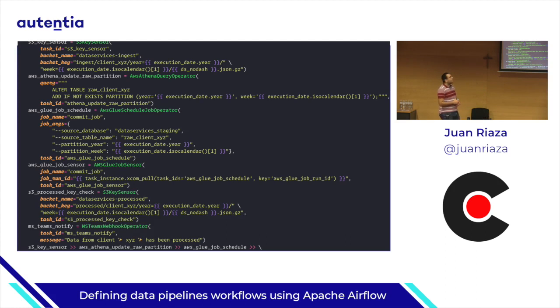Can you see it okay? So pretty much we have an instance of an S3 key sensor. We update the Athena partition, then we schedule a Glue job. So we schedule the AWS Glue job, and then we have a sensor to check when it has finished. We send an API call to Amazon. It just starts running the AWS Glue job. And with the sensor, we check if it's done already or not.